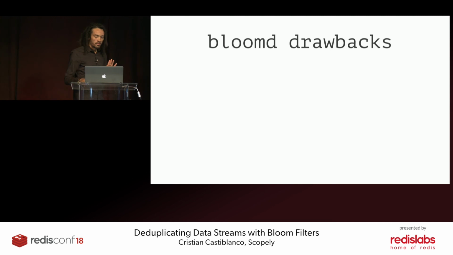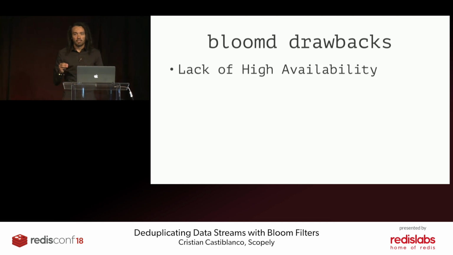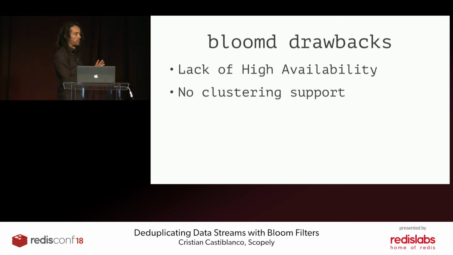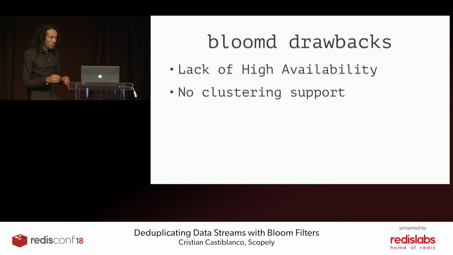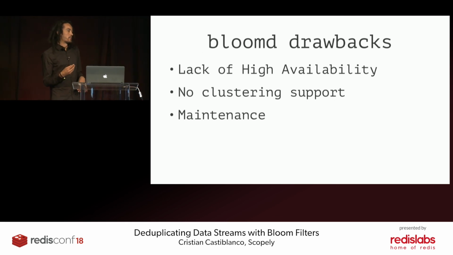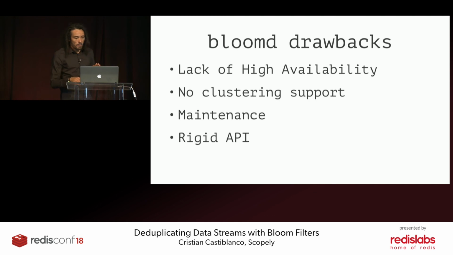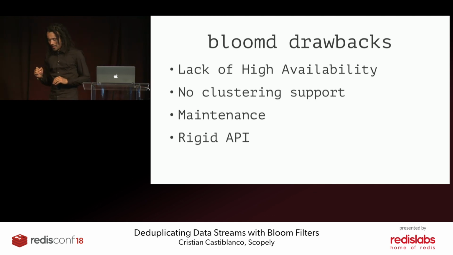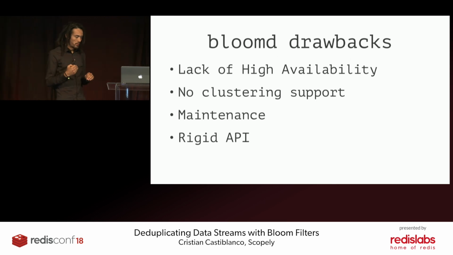Now, it has a few drawbacks. So there's no high availability concept here, so there's no master-slave thing and fault tolerance or anything like that. There's no clustering, so if you want to distribute the load of this between different machines, you have to do it all by hand, which is very cumbersome. You have to maintain these things yourself, right? There's no Redis Labs for BloomD. There's nothing like that. So you need to keep this up and running yourself. It also has a very rigid API, and it's very cumbersome to work with sometimes.